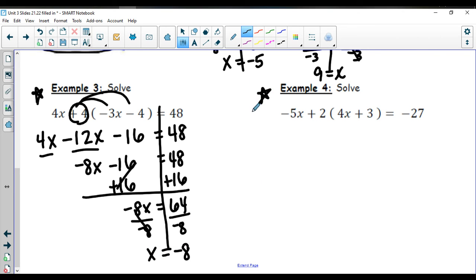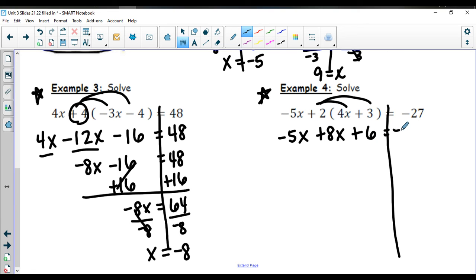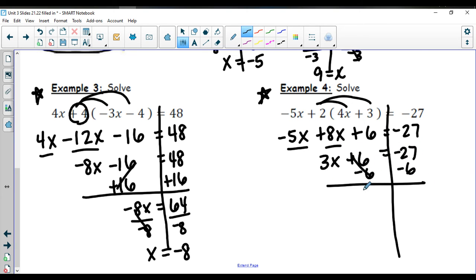Go ahead, take a look at example number 4. Solve this equation as well. So distributing your 2, you're going to have a negative 5x out front. It's a positive 2, so plus 8x plus 6 equals negative 27. Combine your like terms together. Subtract the 6 on both sides. So I get 3x equals a negative 33. Divide through by 3, and we get x equals negative 11 for this example.